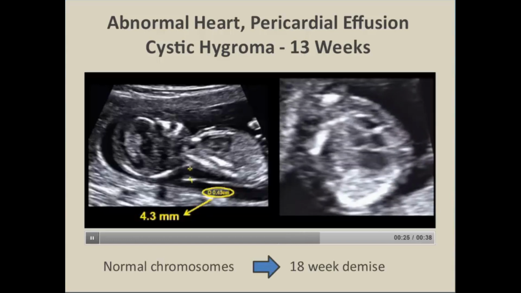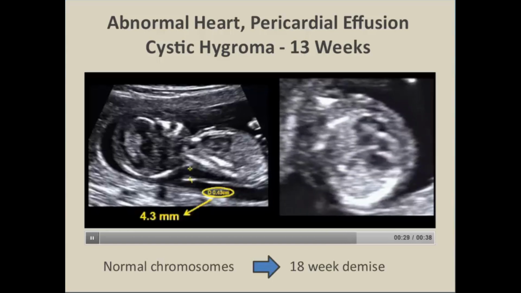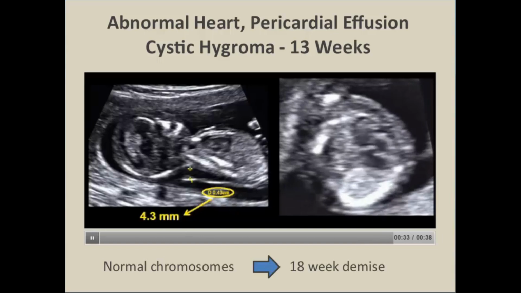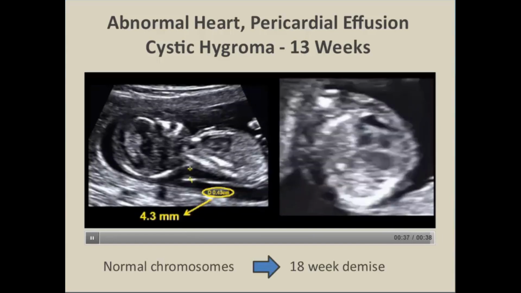We may not make the cardiac diagnosis at this age, but in some cases, we can say there's clearly a cardiac anomaly. And this fetus had normal chromosomes, but came back at 18 weeks to look at the heart more closely and had a demise.